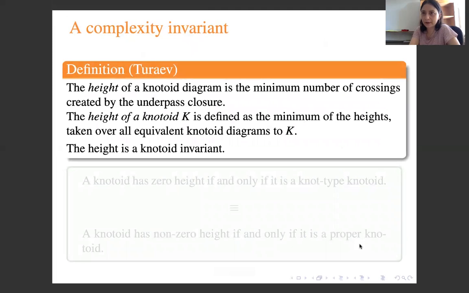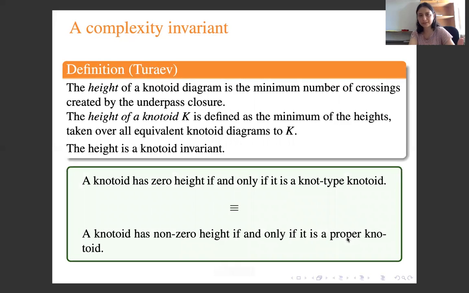These two types suggest a complexity invariant for knotoids that we call the height of a knotoid. Turaev defines the height of a knotoid diagram as the minimum number of crossings created by the underpass closure. And the height of a knotoid, as an invariant, is defined to be the minimum of the heights taken over all diagrams equivalent to a given knotoid diagram K. We have an obvious observation here: a knotoid has zero height if and only if it's a knot-type knotoid. This is equivalent to saying a knotoid has non-zero height if and only if it's a proper knotoid.